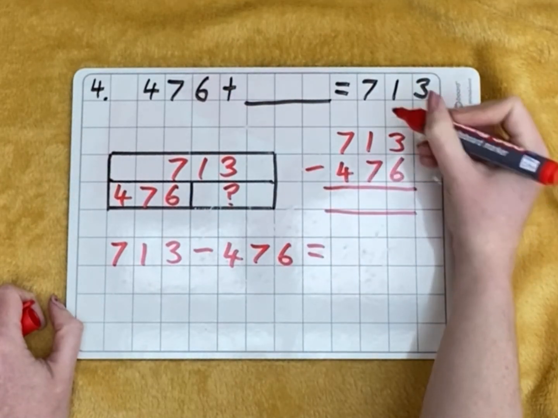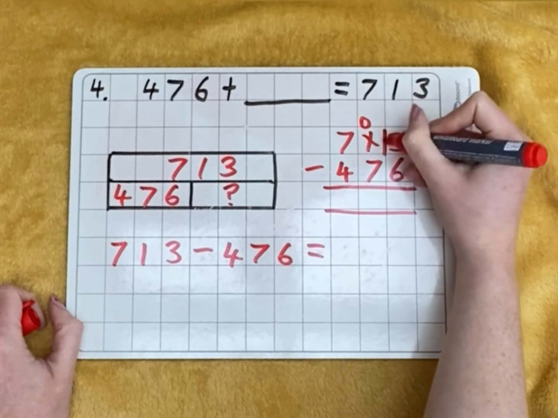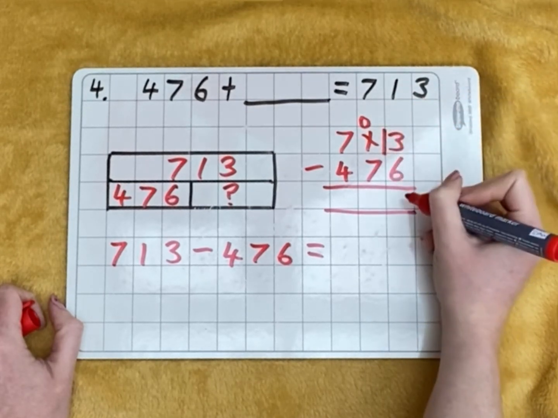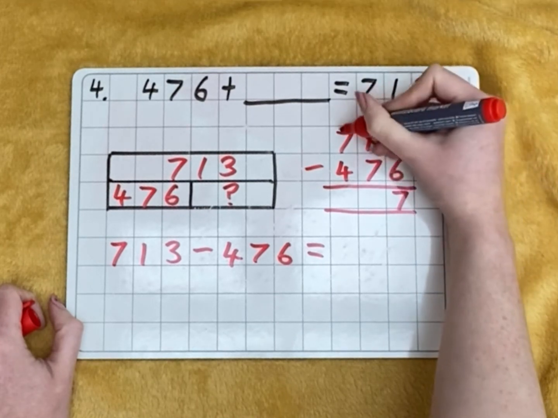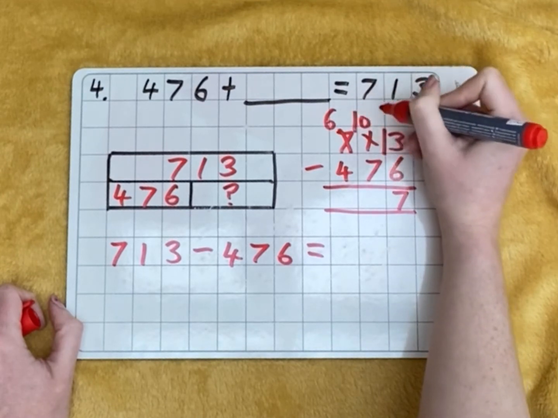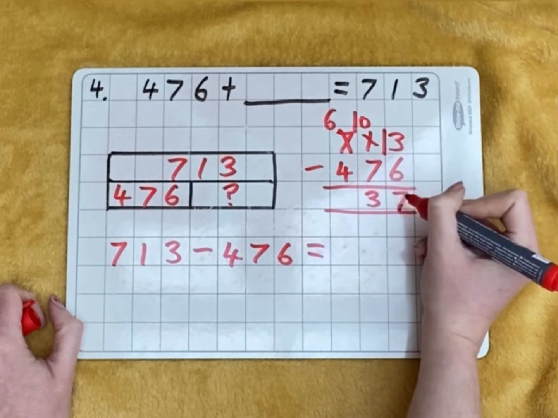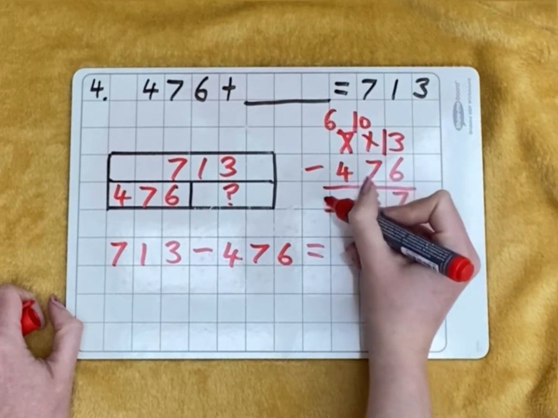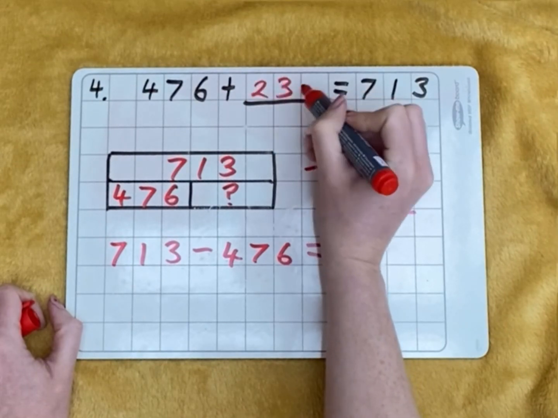3 take away 6, right, we need to regroup. So we'll have 0 left in the tens and 1 ten here. So we have 13. 13 take away 6 is 7. 0 take away 7, now we need to regroup the hundreds. So keep 6 here, 100 there. So we now have 10 tens. Take away 7 tens is 3 tens. We have 6 take away 4 equals 2. So the missing number is 237.